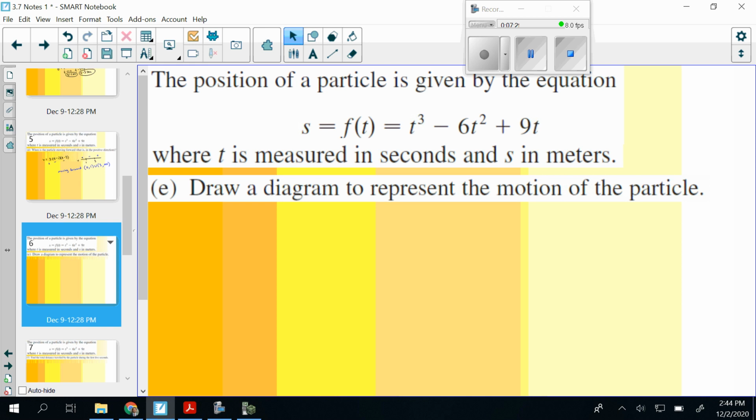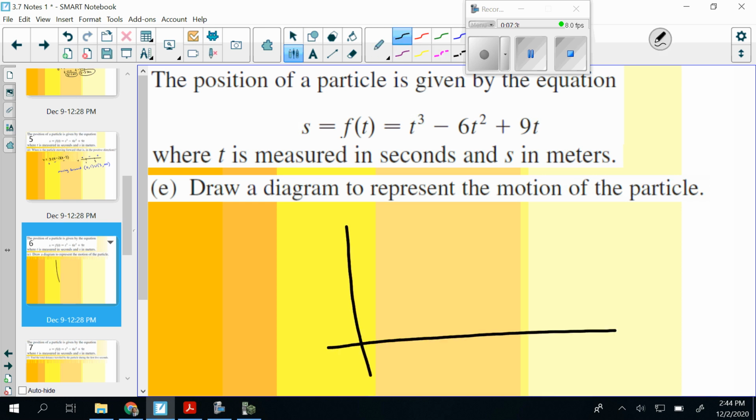All right, next they want us to draw a diagram to represent the motion of the particle. So we're going to combine what we know here onto a graph. If we make a graph, we want our major points on here. So 0 and 1 we want on there. 3 is also a major point because we know at 1 and 3 it's stopping. What does this look like?